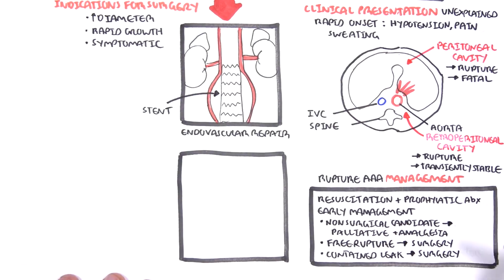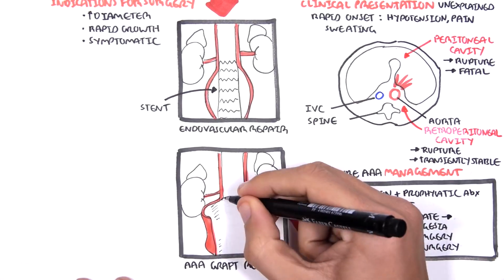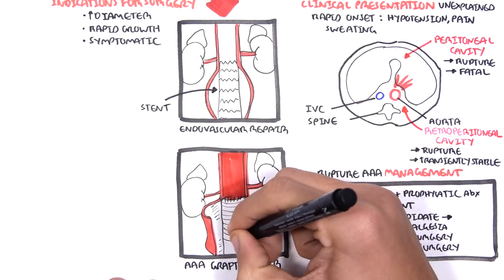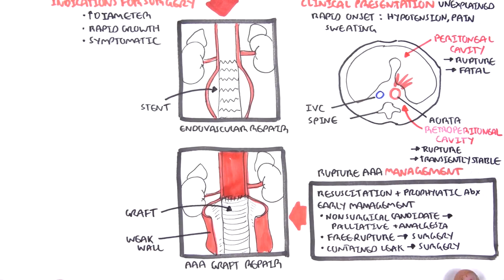An example of surgery in the case of a ruptured AAA is where a graft is used. So we have AAA graft repair, and this is essentially where the weak wall of the aorta is replaced with the graft. If surgery is not performed, the prognosis of a patient with a ruptured AAA is very poor.